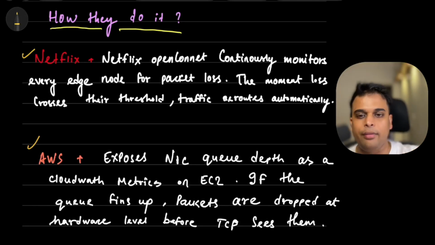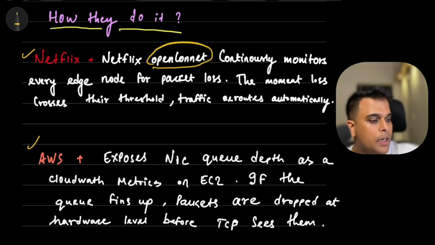First is Netflix. Netflix tracks per flow retransmit rates from their edge nodes. They have their own edge environment, which they call Open Connect, which gets deployed at the internet service provider end. Again, that is a separate topic, we are not getting into that. They track the per flow retransmission rates from their edge nodes, and whenever a specific path starts dropping packets, they reroute the traffic before any user notices it.